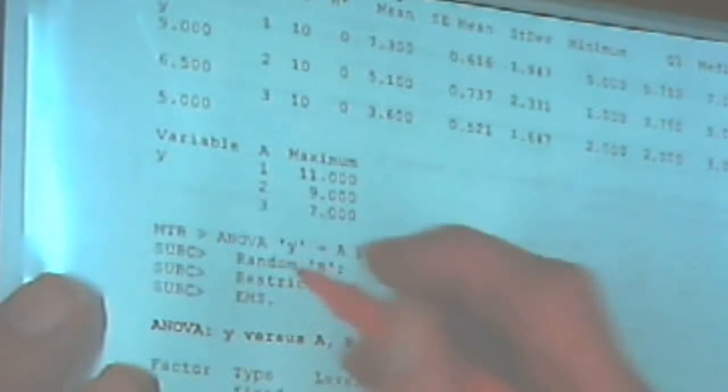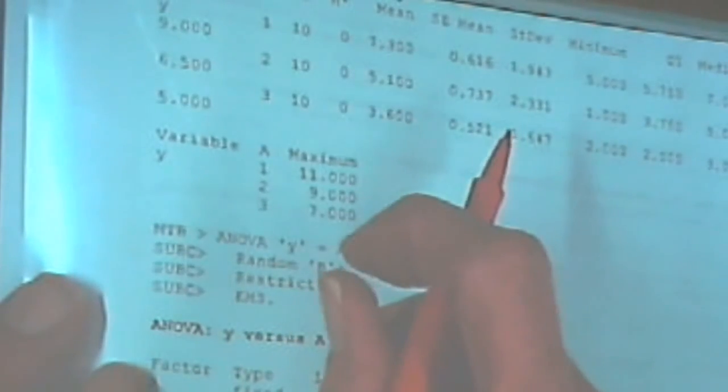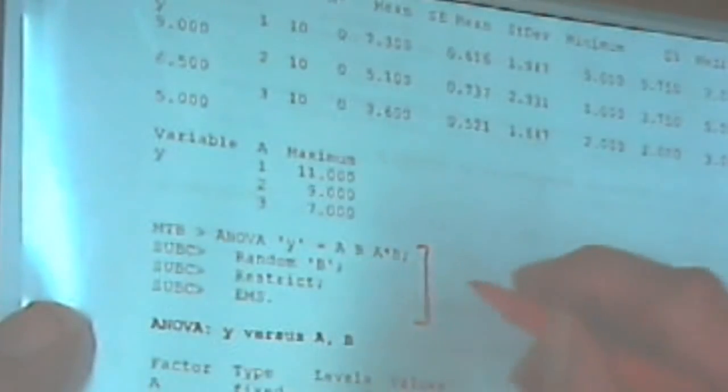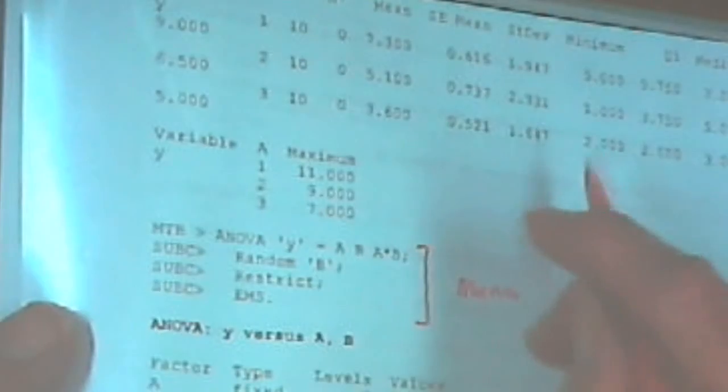So now I'm using the ANOVA menu, Y, A, B, A times B for the model, random B. Notice I didn't say random A, I said random B. A is not random. Restrict says use the restricted model. Okay. And then EMS says give me the expected mean squares under this restricted model. So there's my input. And again, these choices are in the menu, which I find actually very convenient to use as well. But if you'd like to type line commands, there they are.